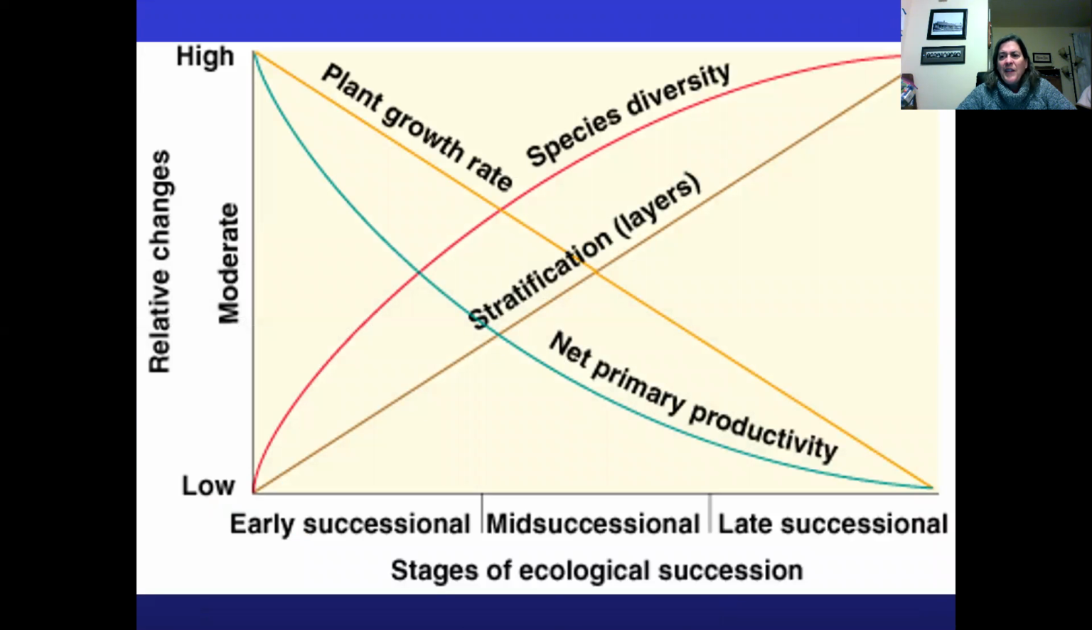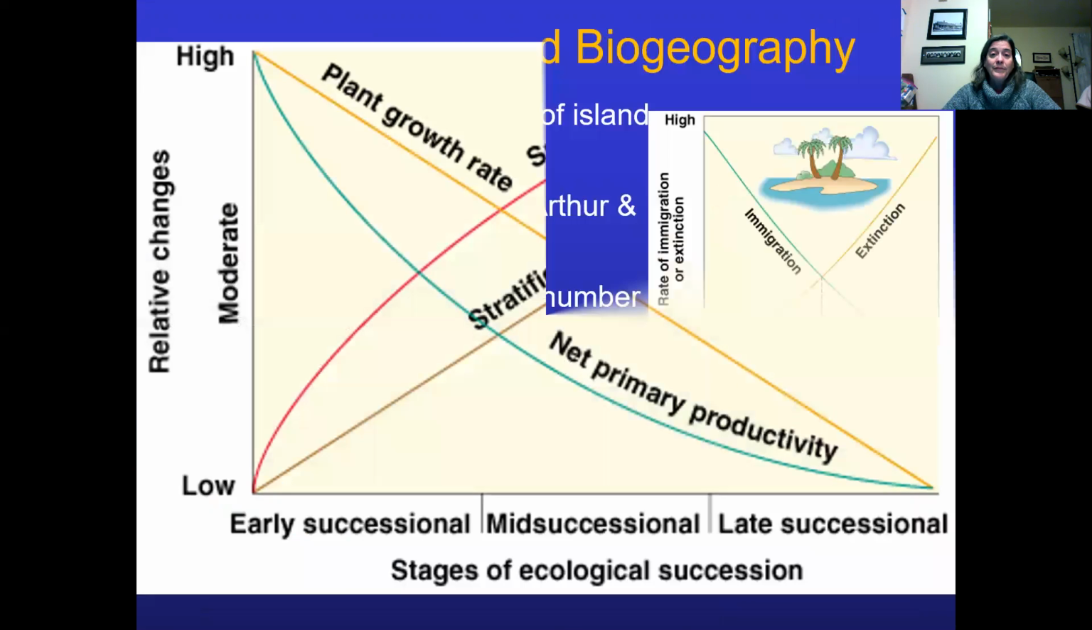This just shows, in a graphical way, pretty much what that previous slide did. You can look at it from early succession to late succession and then the relative changes. You can see the plant growth rate decreases as you go to late succession, but your species diversity goes up. So this is a simplified way to look at the previous slide that had the table.